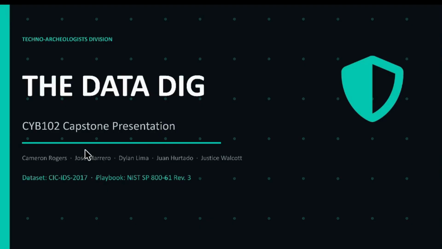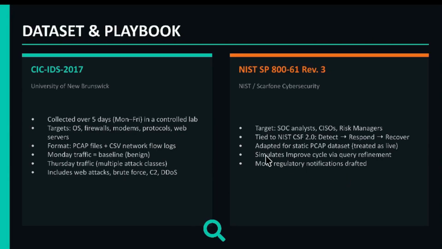The dataset we'll be using is the CIC IDS 2017, and the playbook is the NIST SP 800-61 Revision 3. My name is Dylan Lima. I'll be talking about the dataset and playbook.